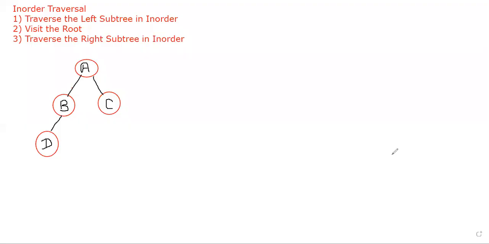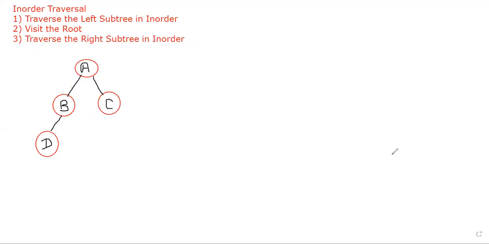What happens in pre-order traversal? First, we visit the root, then we visit the left subtree, and then we visit the right subtree. When visiting the left and right subtrees, we also apply pre-order traversal. Now in today's session, we are going to traverse the tree using the in-order traversal.